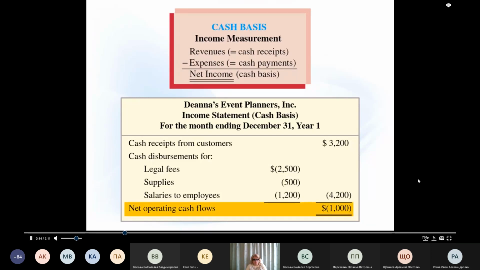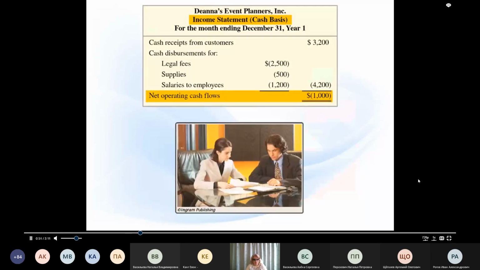This net operating cash flow information, which is reported when the cash basis is used, is often an adequate measure of net income when the owner of the business is involved in its daily operations, and where no external reporting is required. In this example, Deanna is aware of her company's daily operations.